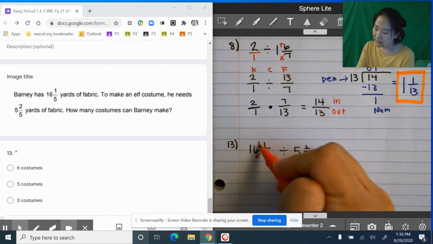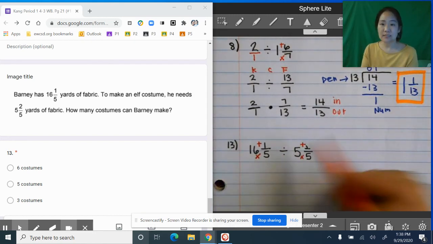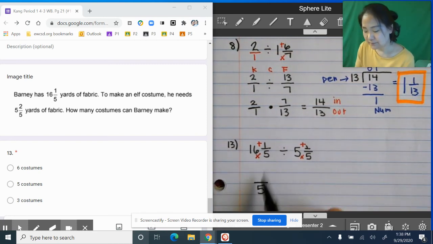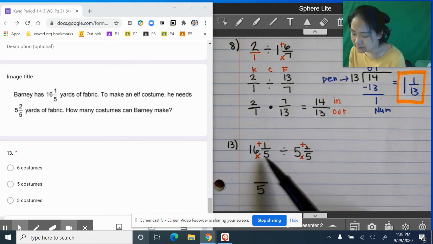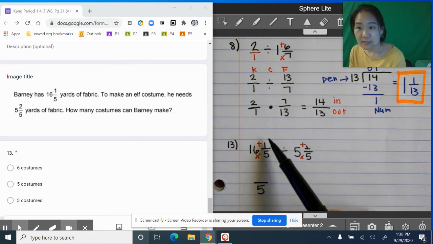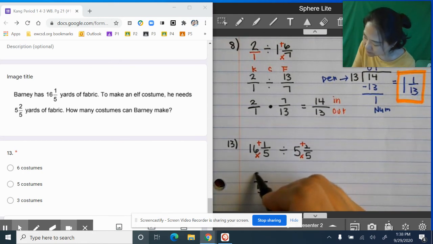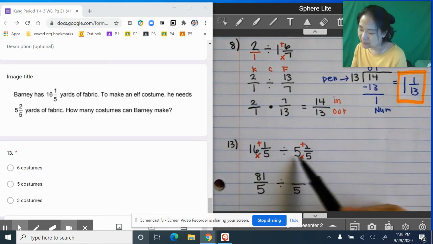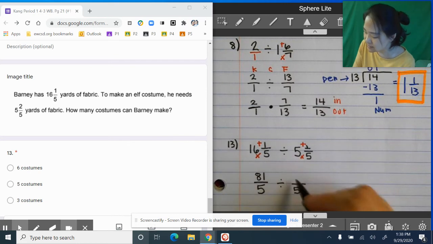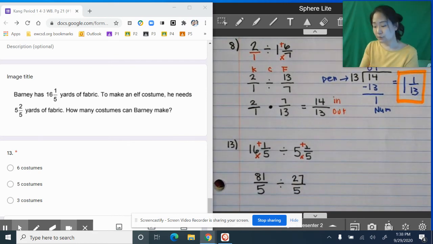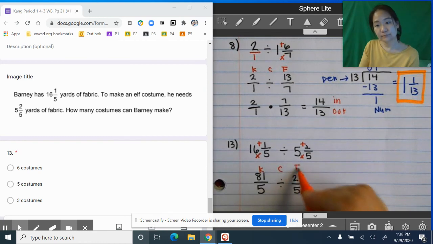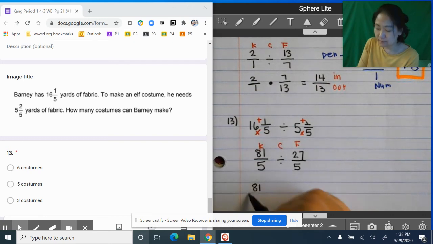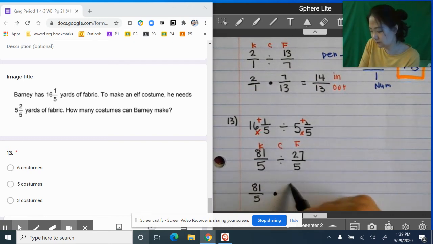Now, again, I'm going to do around the world to write the numbers as improper fractions. So here, my denominator is 5. My numerator, 5 times 16, which is 80, plus 1, so it is 81. Divided by, again, my denominator is 5. 5 times 5 is 25, plus 2, so 27. Now you're going to write KCF. So, keep, change, flip.